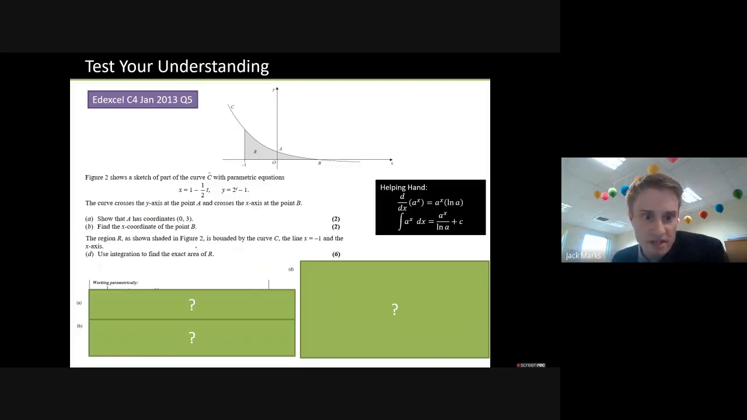Okay, pause the video here then and have a go. You've got some clues here to help you out. And I'll just remind you that we've got to integrate, let's call it T2, T1, in this format here, if we're integrating parametrically.